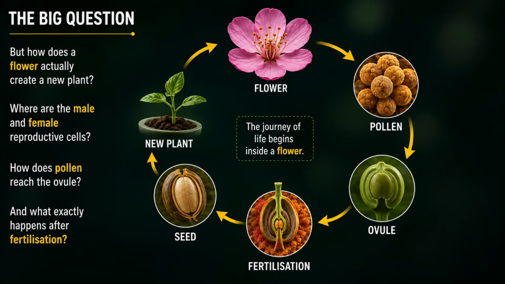The flower produces pollen, pollen ultimately reaches the ovule, fertilization occurs, and a zygote is formed. The zygote develops into an embryo, which eventually contributes to the formation of a seed. Under suitable conditions, that seed can germinate and develop into a new plant.